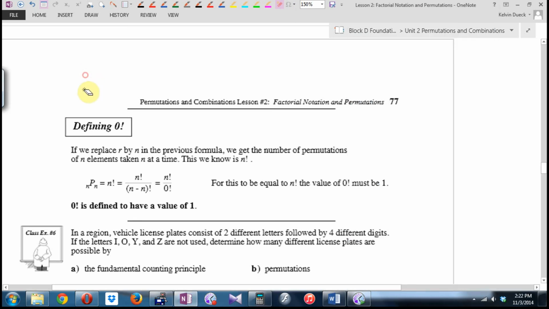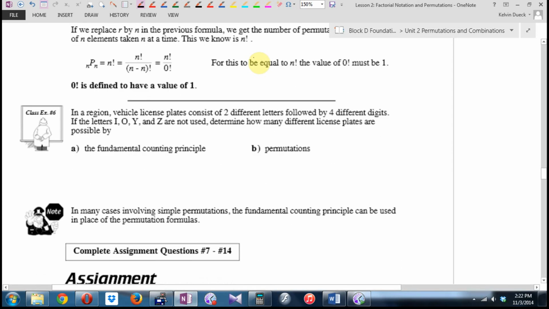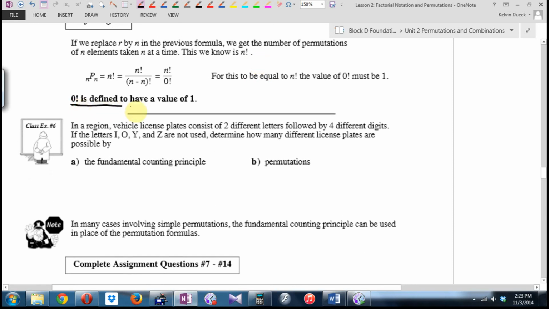How come? Well, suppose you're taking 5 objects 5 at a time. There's 2 ways to do that. You could go 5 times 4 times 3 times 2 times 1. But if I use this formula here, I would have 5 factorial all over 5 minus 5 factorial, the NPR formula. What's 5 take away 5 in the bottom? We define this as 1 so that this 5 factorial works out to that 5 factorial. Otherwise, we'd have a problem. So 0 factorial is defined to have a value of 1. Has to be. Otherwise, we'd have a problem.